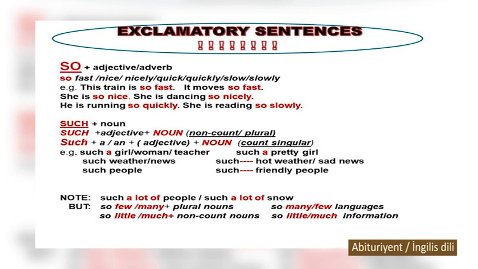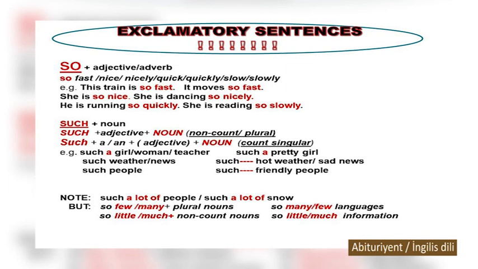Now examples. This train is so fast. It is an adjective because it describes the train. It moves so fast, and here fast describes the verb. It is an adverb. She is so nice. It describes the girl. She is dancing so nicely. Nicely is an adverb, so it describes the action.